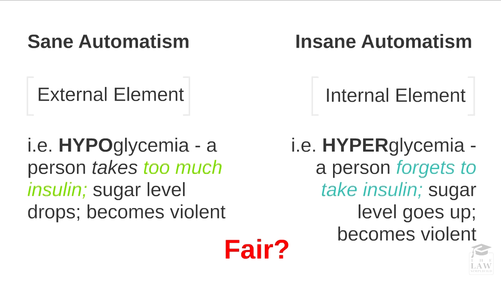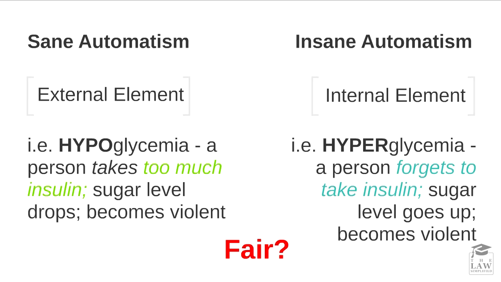Now, conversely, in hyperglycemia, a person, let us assume, forgets to take insulin, his sugar level goes up by virtue of his medical condition, and he becomes violent. This is considered as internal element or insane automatism purely due to the fact that no external factor was evident. Rather, his internal dynamics, his metabolism, his illness itself, his diabetes itself affected the violence. Now, in both these cases, while it deals with the illness itself, whereas in the first case, it was in relation to an act itself done by the defendant of taking the insulin, it's considered as actus reus being affected. Whereas in the latter, in the second example of hyperglycemia, it was the internal element itself that affected his action, therefore it's considered as insane automatism.